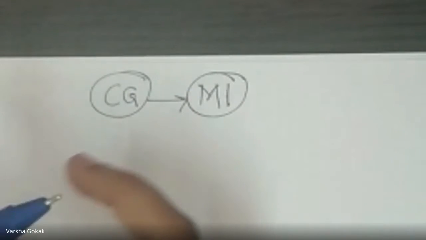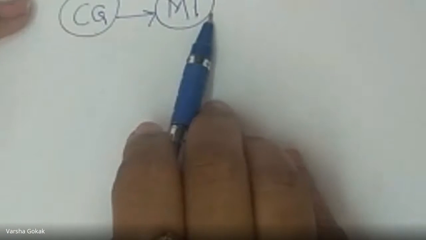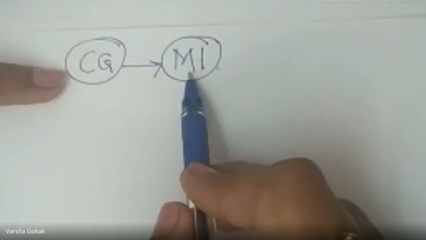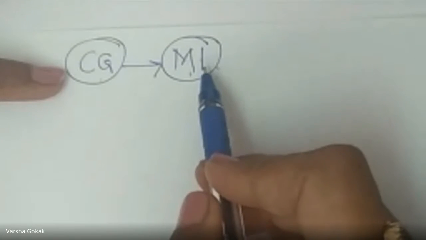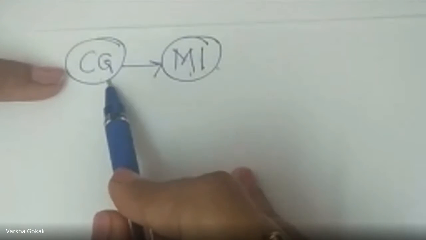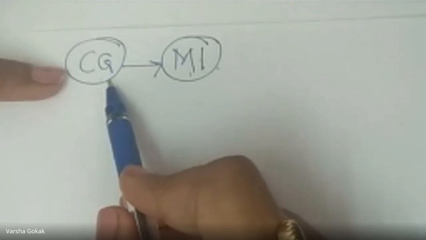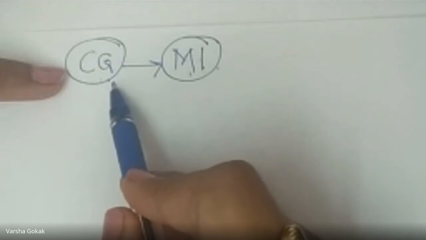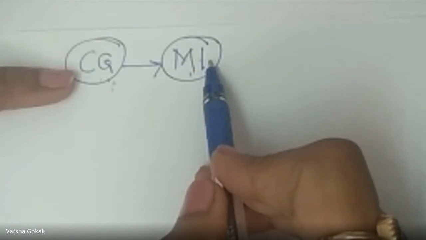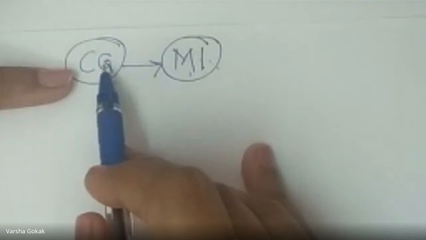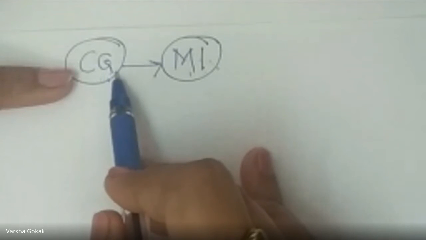I would request you to go through the videos because CG and MI go hand in hand. So tomorrow I'll be starting with moment of inertia. To find the moment of inertia of any given figure, first I have to find the CG of that figure. That means this would be my first step. Without CG, I cannot proceed with moment of inertia, right? So it is very important to find the CG.